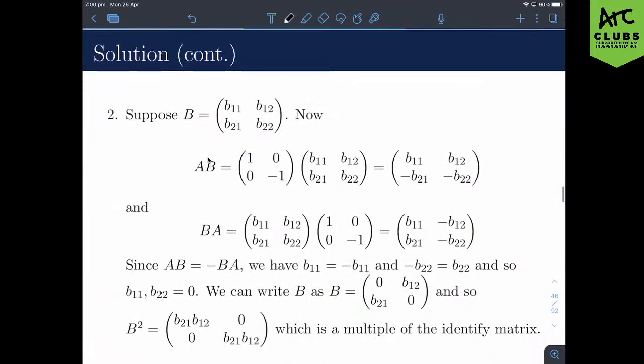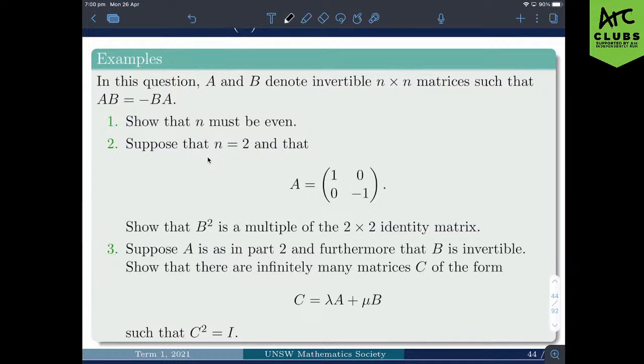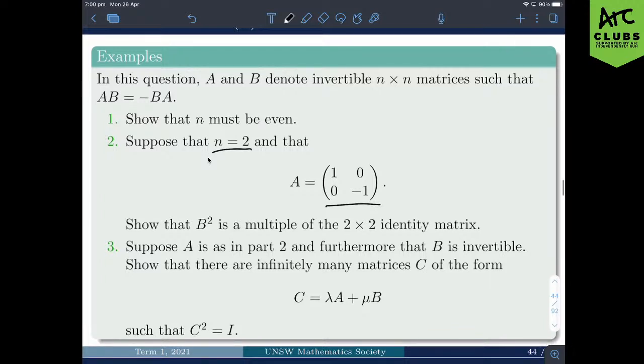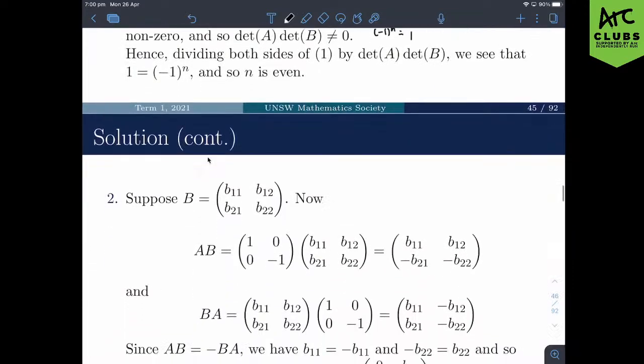Next question. We want to show that B squared is a multiple of the 2 by 2 identity matrix, given that n is equal to 2 and A is equal to this matrix. I tried to think of a neat solution to do this, but I couldn't really think of one. I just brute forced this. So if anyone can think of a really nice solution to this problem, maybe share it in chat because I couldn't think of one. Let's have a look at the solution.